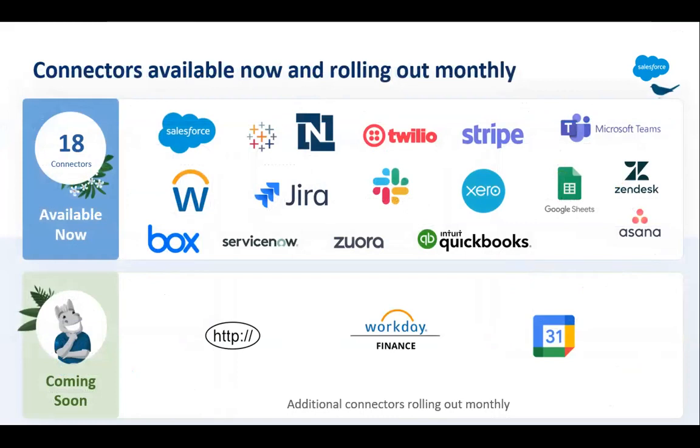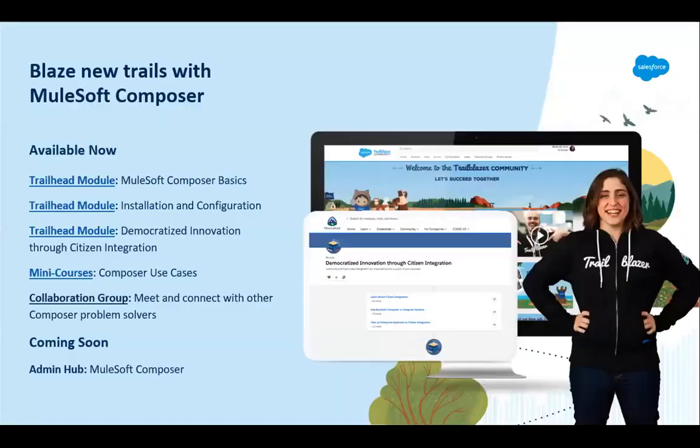Currently, MuleSoft Composer has 18 connectors available. You can see them on the screen. But as I see, probably every week or every month, a new connector is being added. In future, we might even see Workday Finance connections, and even a Google Calendar connection as well. So it's as simple as that.